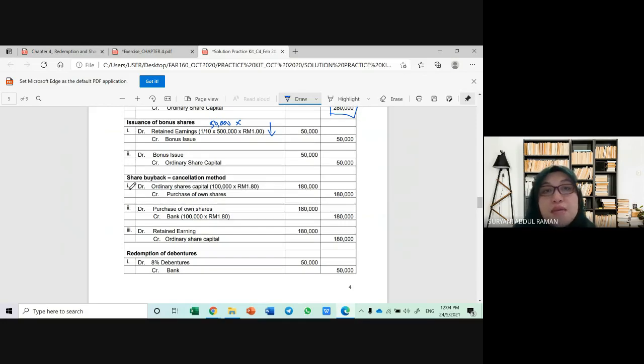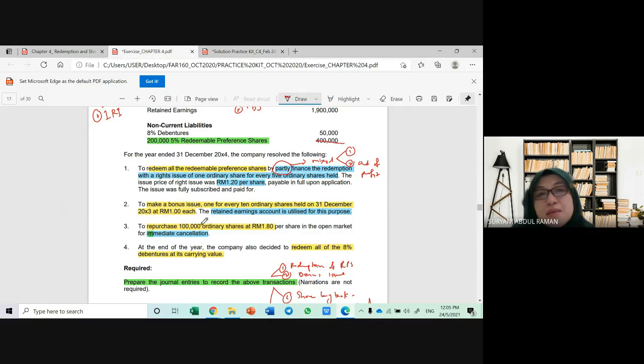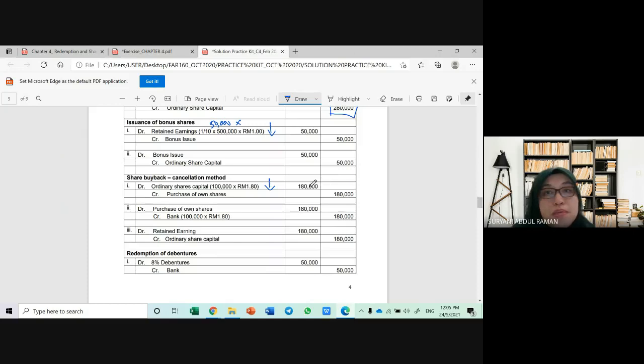So the first step is cancel the share. How to cancel? Debit the ordinary share capital. Nampak? When you debit, meaning the shares are being reduced. So you debit it. How much? Okay, back to the question, you only repurchase 100,000 units at 1 ringgit and 80 cent each. So the amount will be 180,000. Then you credit a temporary account called purchase of own shares.